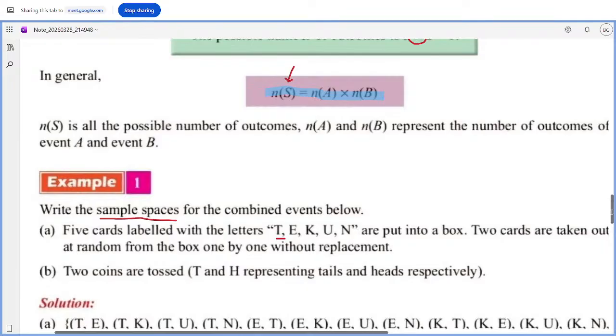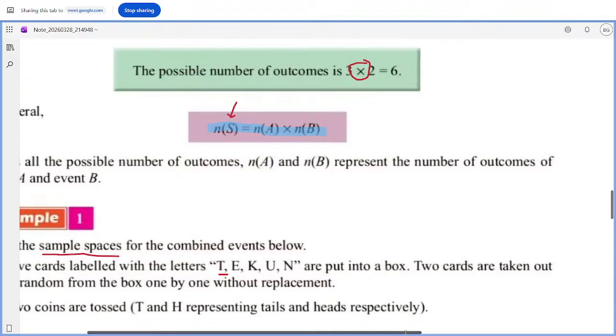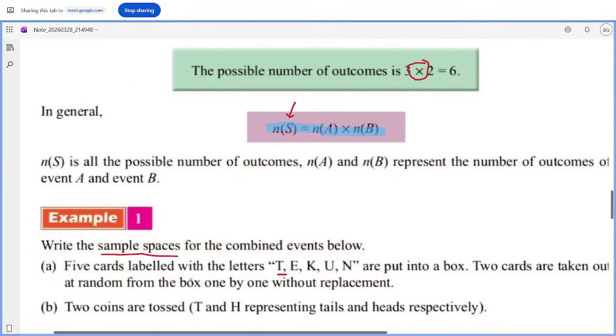You can see here, there are 5 cards labeled TEKUN, they are put into a box, and then 2 cards are taken out at random. Why must it be random, guys? Do you all know the reason? Why is it important to be random?